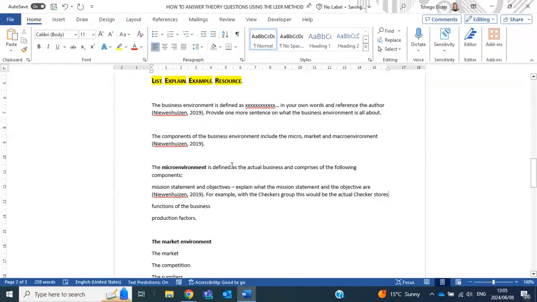Oh, sorry, I think I made a mistake there. Yeah, it's defined as the business itself and comprises the following. So the mission statement, oh, sorry, I made an example with the wrong thing. So for example, mission statement and objectives. For example, the mission statement of Checkers is, right?